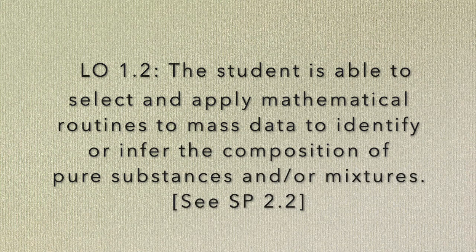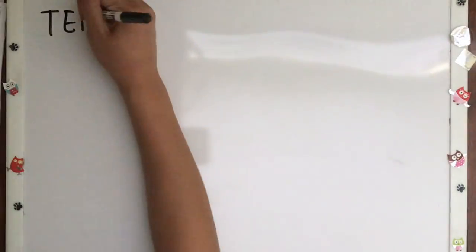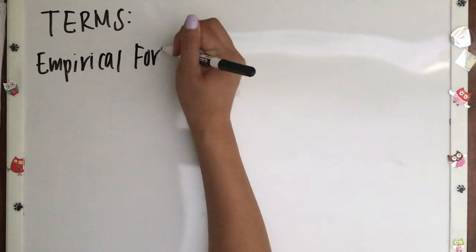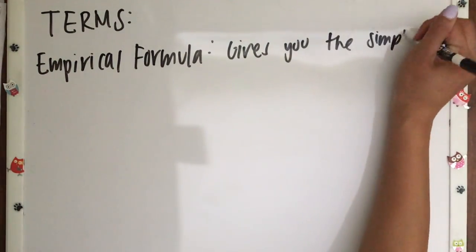Learning Objective 1.2: the student is able to select and apply mathematical routines to mass data to identify or infer the composition of pure substances and/or mixtures. Yay, science! Some important definitions to know are the empirical formula, the molecular formula, and percent composition.